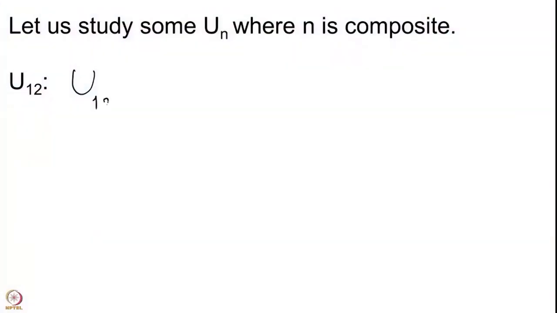Just as a curiosity, let us also look at U12. U12 has number of elements, so 1, 2 will not come, 3 will not come, 4 will not come, but 5 comes, 6 will not come, and then 7 comes, 8, 9, 10, these 3 will not come, so next one is 11, and of course 12 will not come.